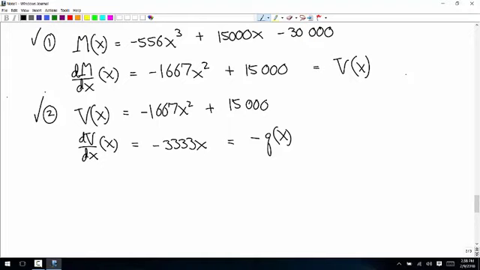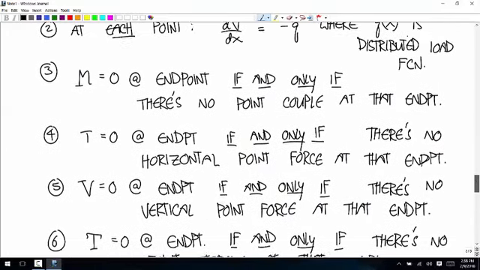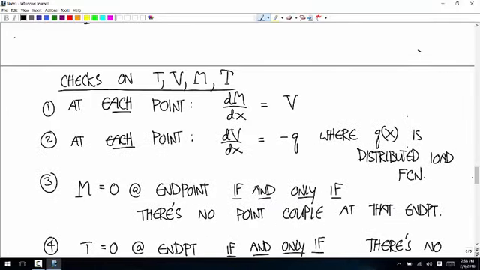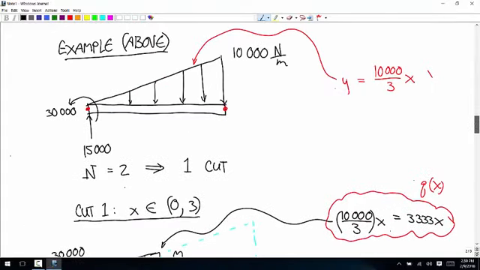And now at the endpoints. The first one we're going to think about is the bending moments. If there's any endpoint where there isn't a point couple, then we expect the bending moment function to give us 0 at that endpoint. Here's the free body diagram of the whole thing. There is a point couple on this end, so this is going to be non-zero for the bending moment. But over here, there's no point couple, so the bending moment has to come out to be 0 here.